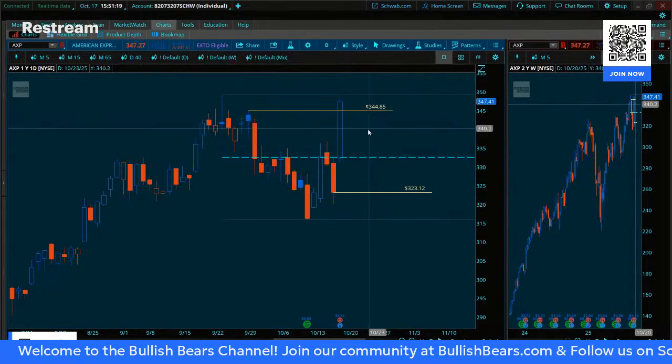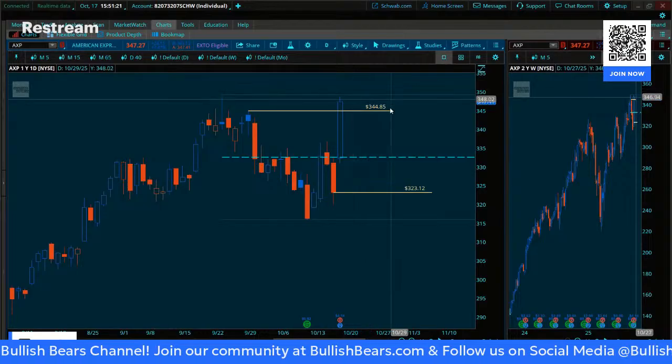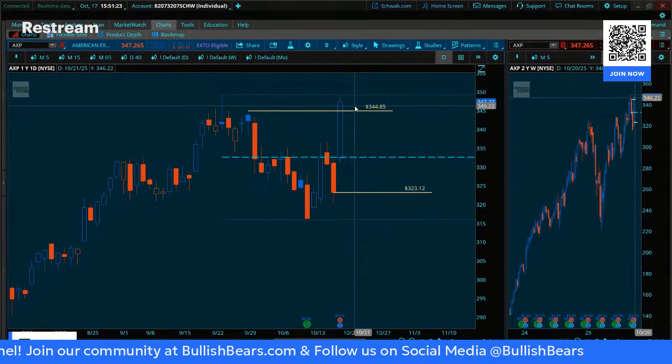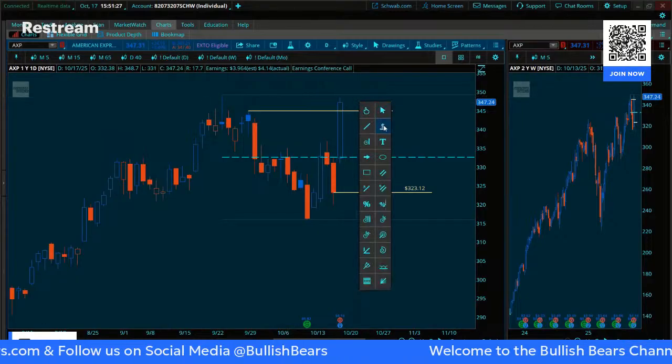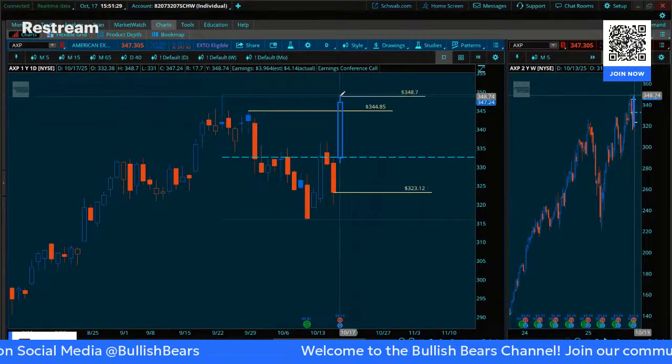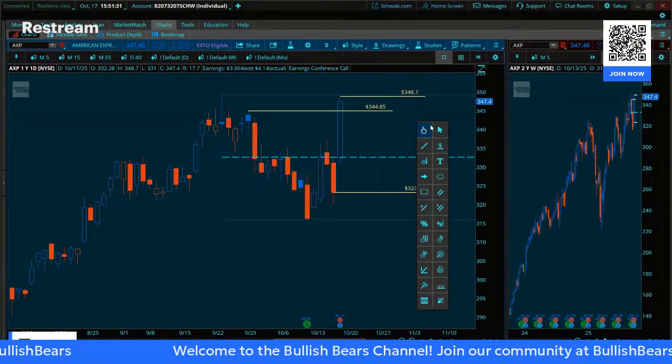And if you want to wait for confirmation, if it gapped Monday, let it come back down and get inside of this bar. So maybe your short trigger would be that it gets back inside of 348.70.